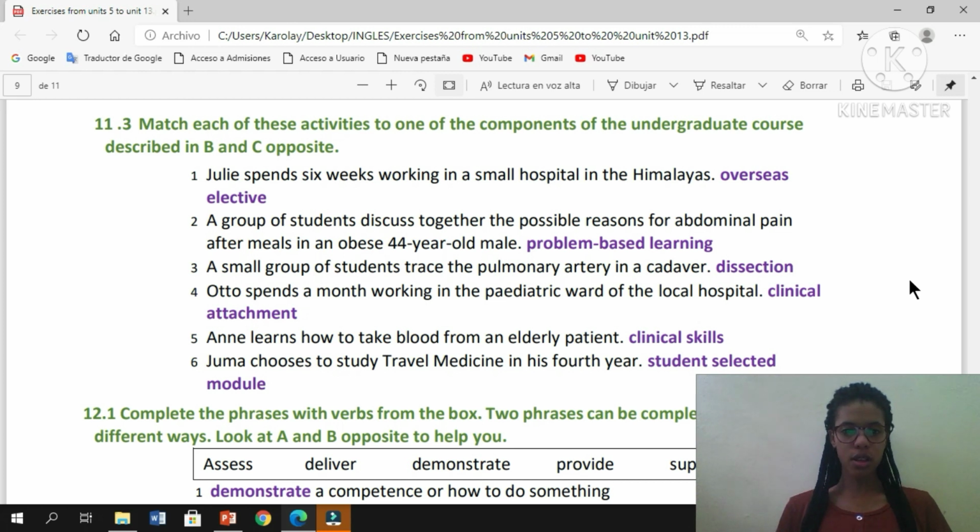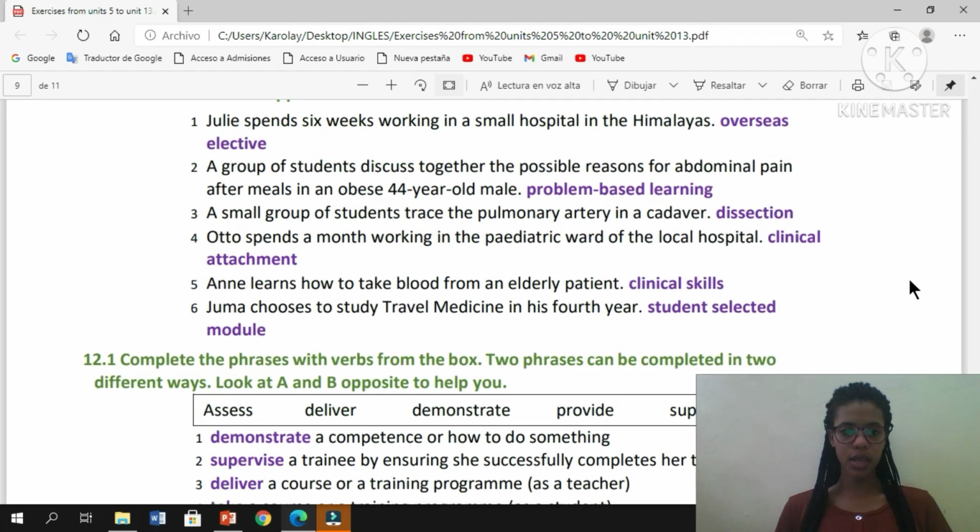A small group of students examines the pulmonary artery in a cadaver. The answer is dissection. Another student explains a move working in the pediatrics ward of the local hospital. The answer is clinical attachment. And learning how to take blood from an elderly patient. The answer is clinical skills.